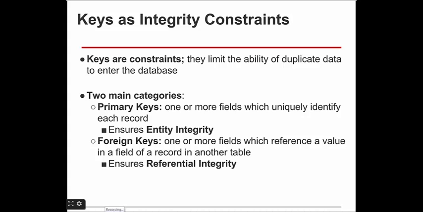Keys act as constraints. They limit the ability of duplicate data to enter the database. Now, there are many different types of keys, and you'll read about some: candidate keys, primary keys, foreign keys. There are 2 main categories that we're going to consider in this course. Primary keys are 1. These are 1 or more fields which uniquely identify each record. It's important to keep in mind that primary keys are designated as primary keys, meaning they're the main way in which you can access the individual records within a given table.